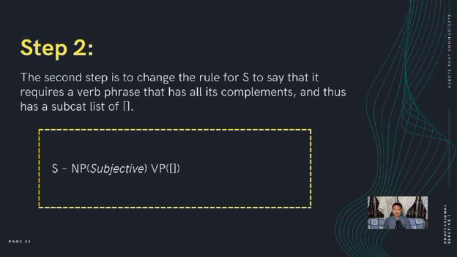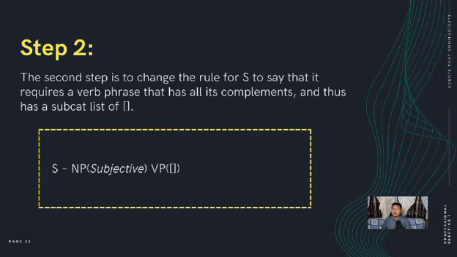The second step is to change the rule for S to say that it requires a verb phrase that has all its complements, thus has a subcategorization list. Okay. So, sabi, this means that, for example, he died is a legal sentence, but you give is not. Diba? He died because there, he stands for the noun phrase, while died is for the verb phrase. So, it's a legal sentence. It's a valid sentence, rather. But you give is not.